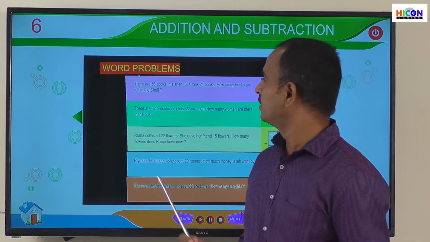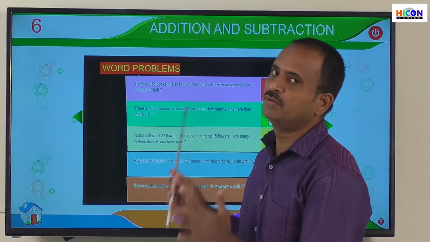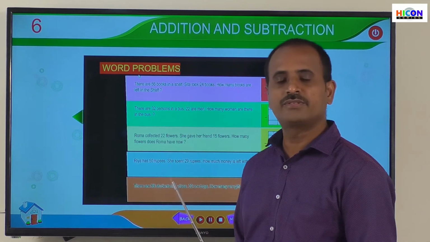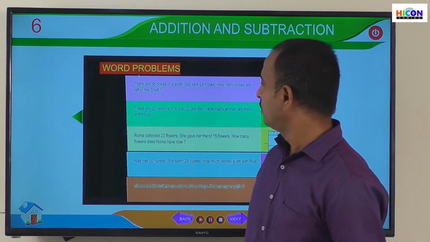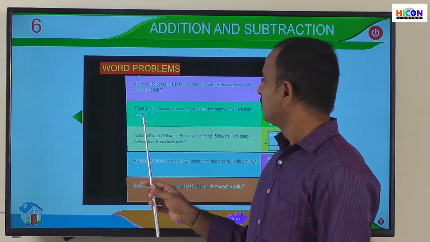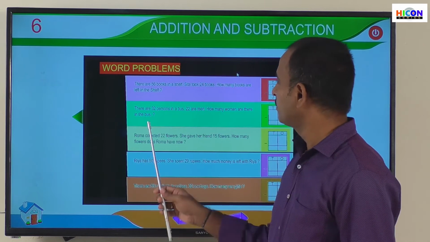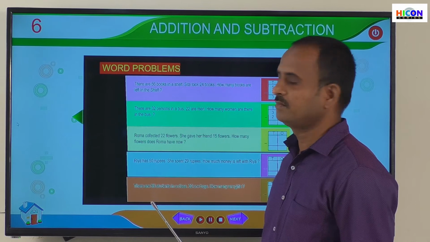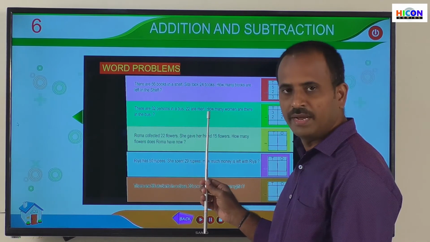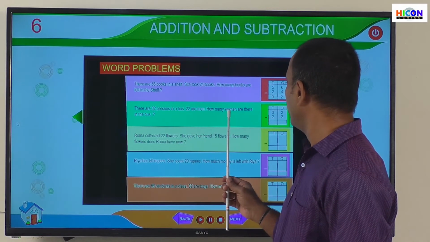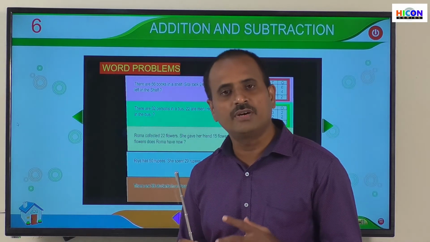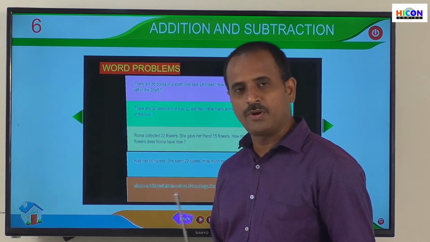So children, this is the way how to solve the word problems. And it is better also to write some steps in this problem. Now, see the second problem. Children, read the second problem. There are 32 persons in a bus. 22 are men. How many women are there in the bus? Children, do you understand the problem? Read the problem again.